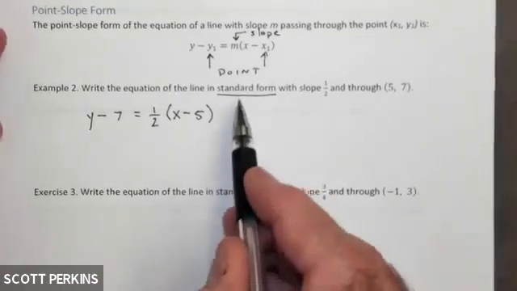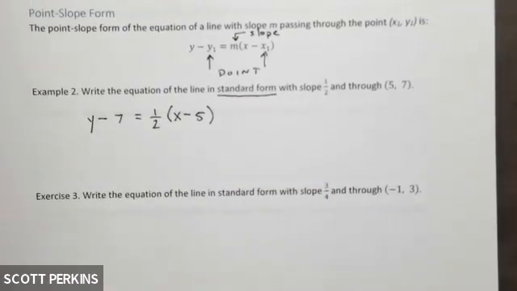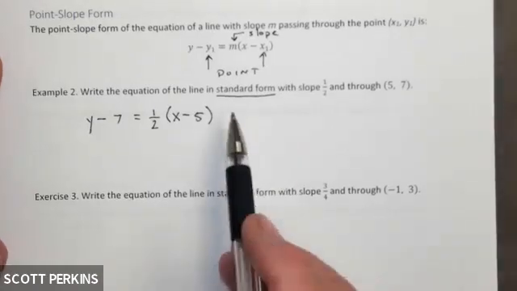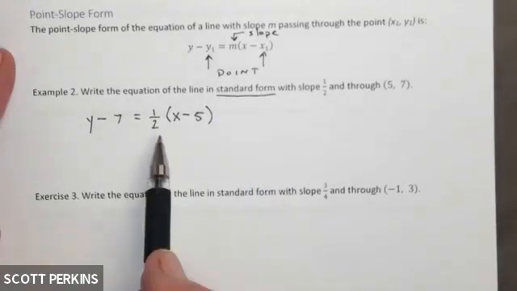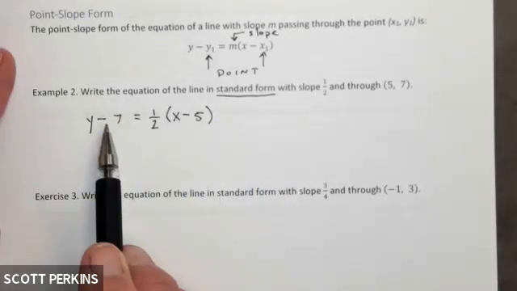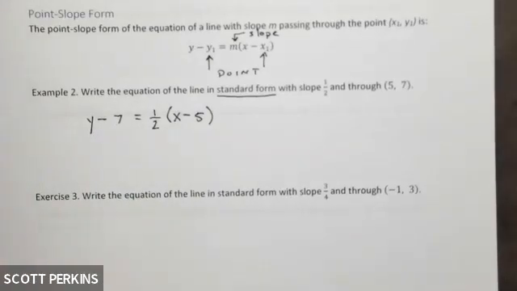Okay, when you are asked to do standard form, here is the absolute best thing to do. This is slightly different. If the problem says slope-intercept form, I'd distribute the 1/2, and then I'd add the 7. I'd be done because I'd solve for y. But to get it in standard form, I want the x and the y on the same side.